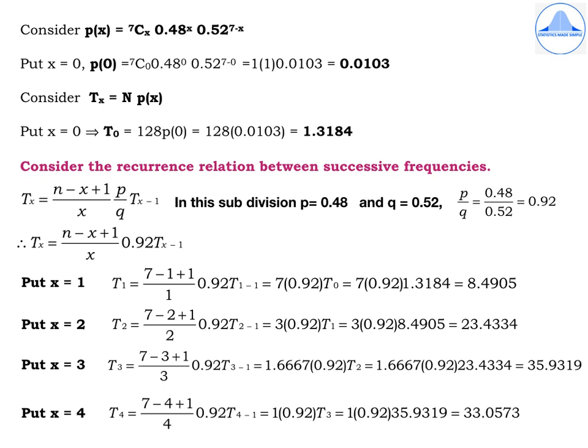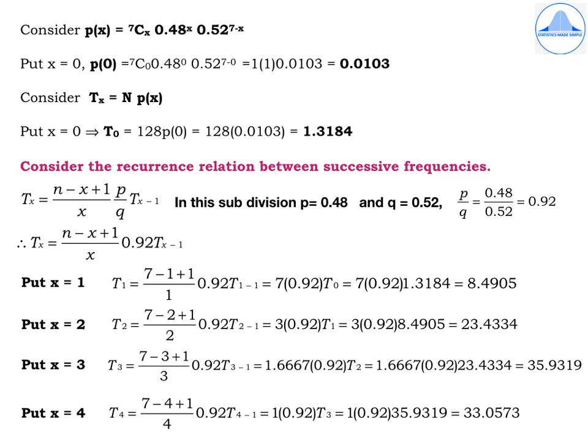Now write the formula for the theoretical or expected frequency, that is Tx equal to capital N into P of x. Put x equal to 0. So you'll get T0 is equal to 128 into P of 0, which is 128 into 0.0103, which will give us the value 1.3184. Now that we have the value of T0, we can find out the remaining theoretical frequencies by using the reconciliation between successive frequencies.